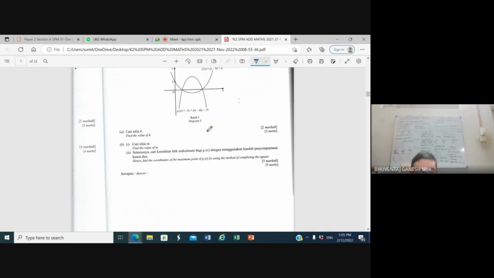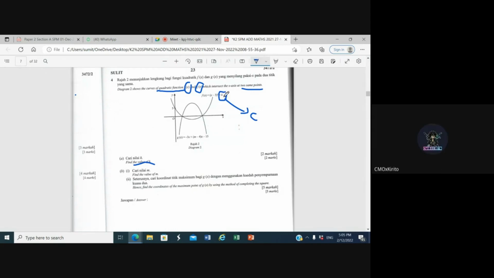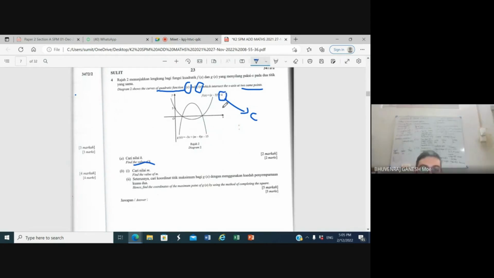So let's see. They say find the value of k, right? K value means it's the y-intercept. This one is vertex form, if you remember. Is it vertex? Yeah, vertex. Because k is the y-intercept, like your c value. Usually it's your c value over here. Yeah, k is c, I'm telling you, because it's the vertex form.